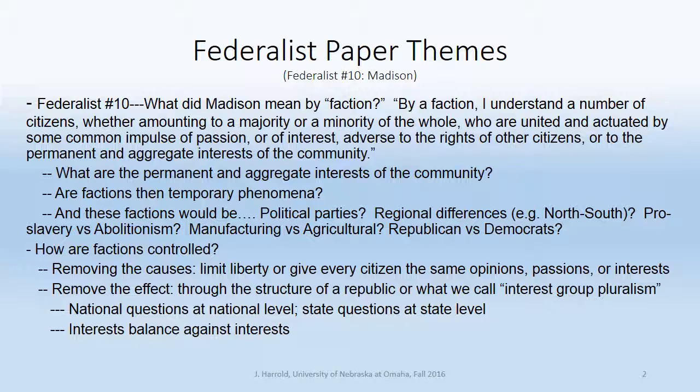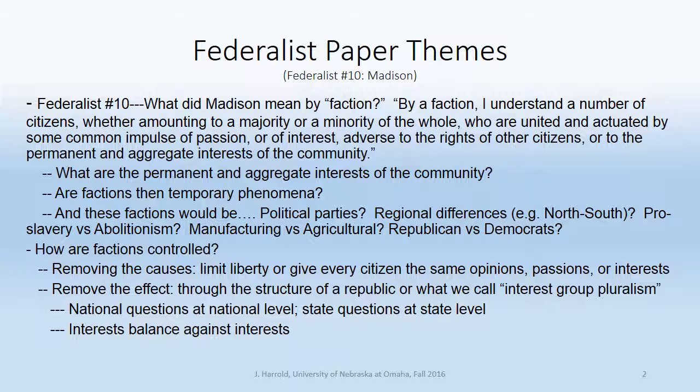So let's just kind of wrap up these 3 that we did read, and I want to throw some questions out there. In addition to the really great comments that everybody made on the discussion board, I just want to plant these in your thinking as well. So Federalist 10 is about faction. And really, what did Madison mean by faction?